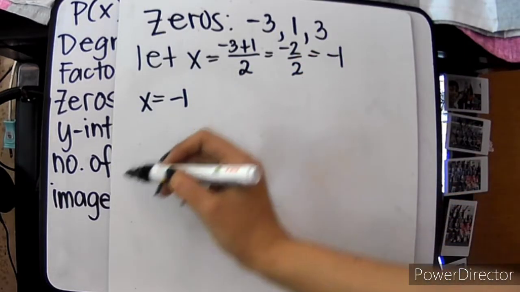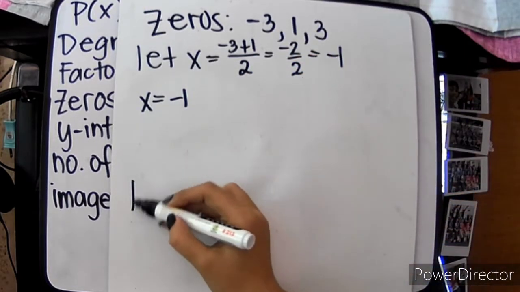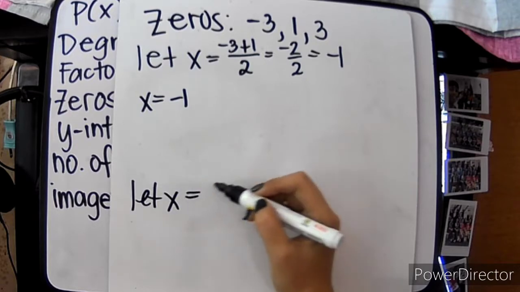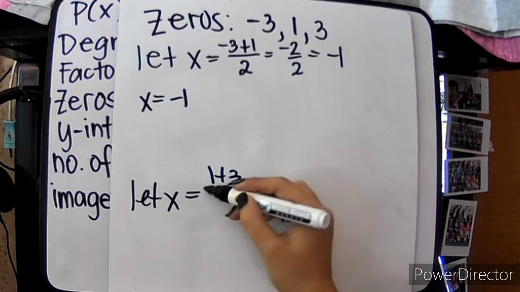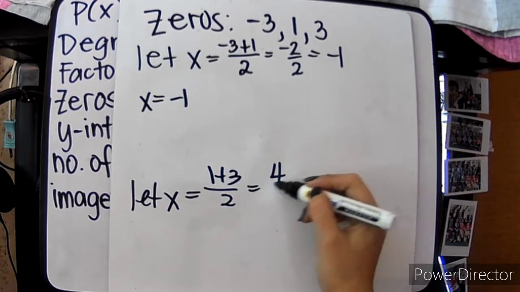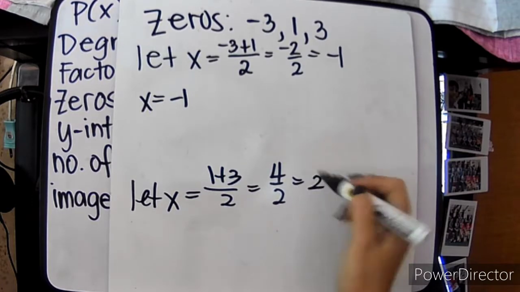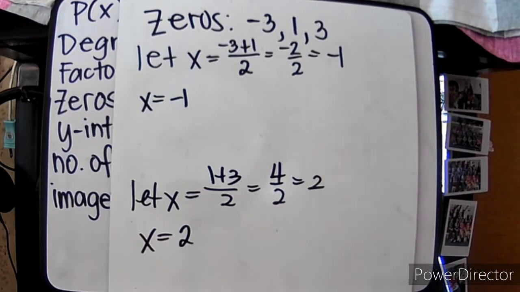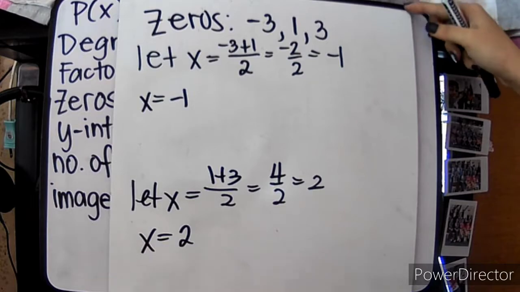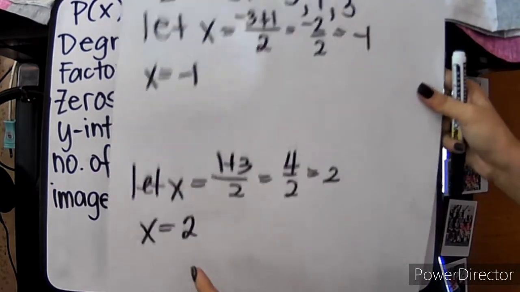And another is, dito lang sa baba, let x is equal to, yung magkasunod naman, 1 plus 3 over 2. So, we have 4 over 2, which is 2. So, yung pangalawang value for x na isiset natin is positive 2. And then, we will be finding its coordinates.